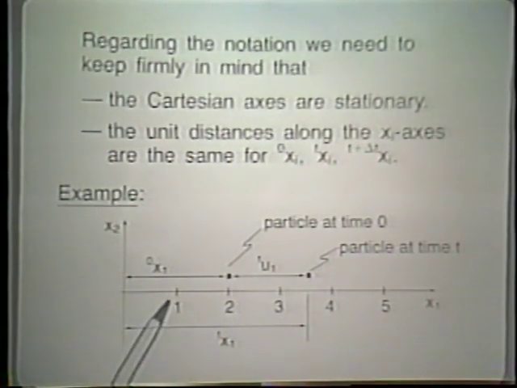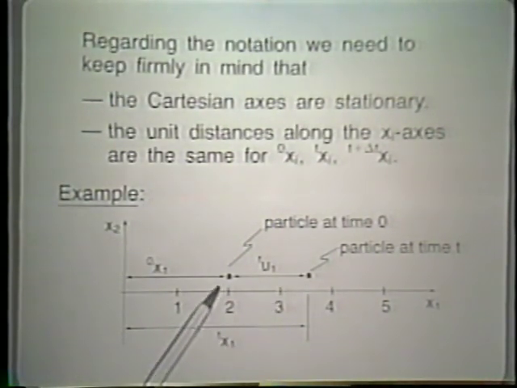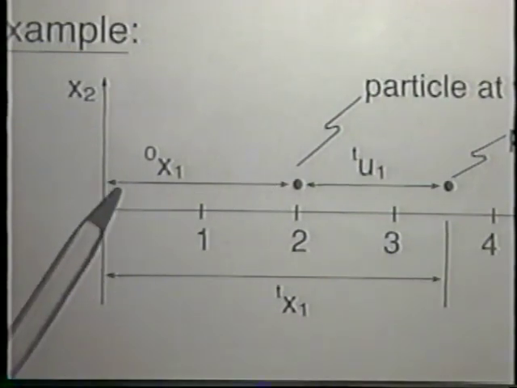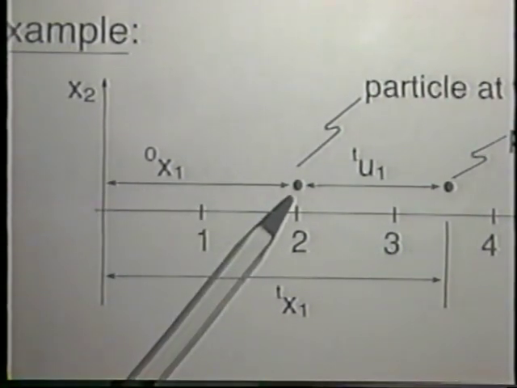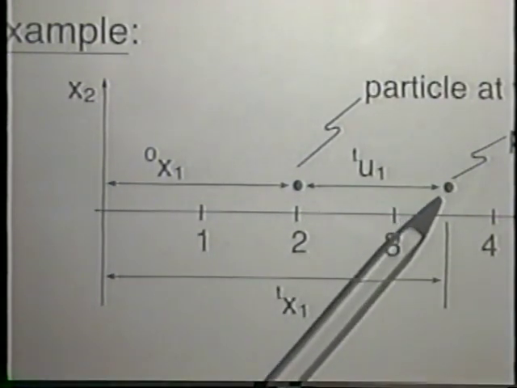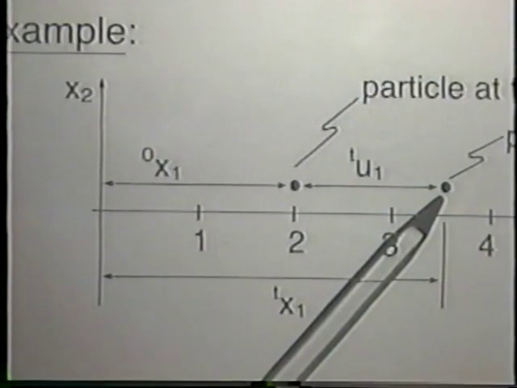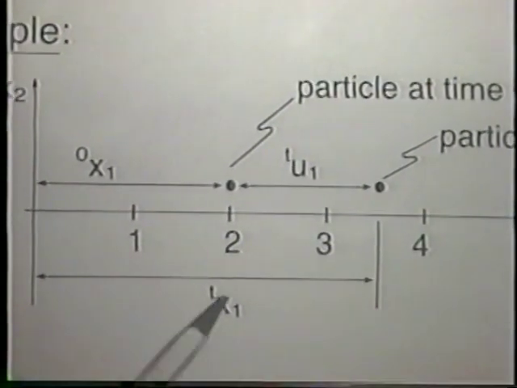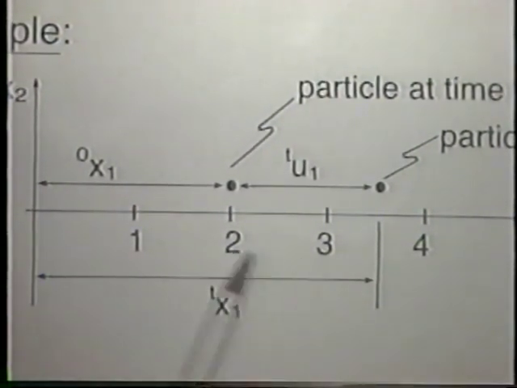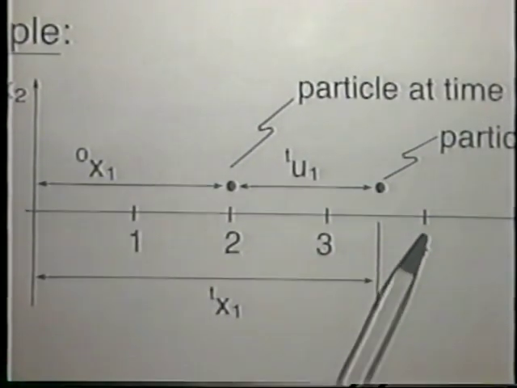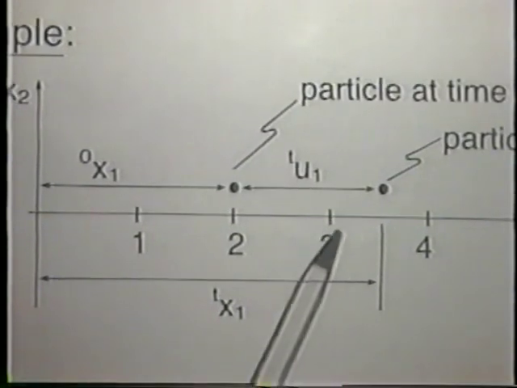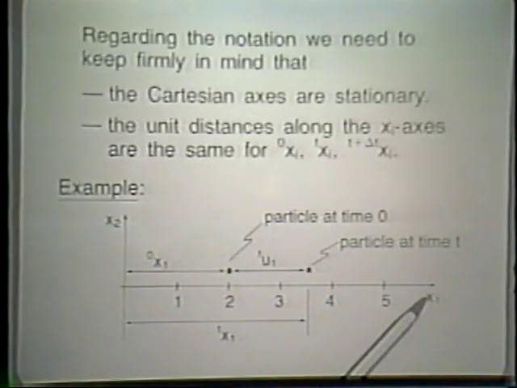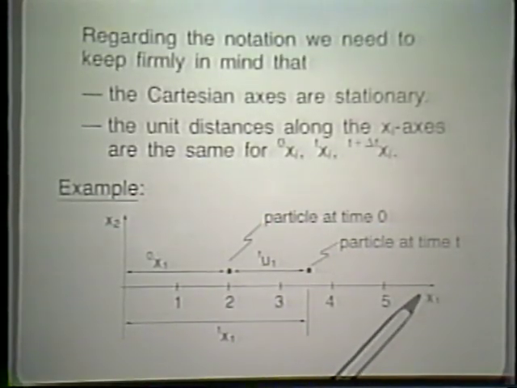Notice the units along this axis are 1, 2, 3, and so on. A material particle has initially the coordinates 2, say, of course then this being the length of 0x1. This particle at time 0 moves to time t by tu1, the way we just said it earlier, and of course the sum of these two quantities is equal to tx1. Notice that tx1 is measured along the same axis with the same unit distances as 0x1. And therefore, for this reason, we now use just x1 here without the left superscript to denote the coordinate axis.